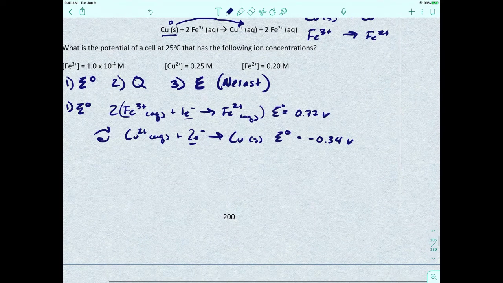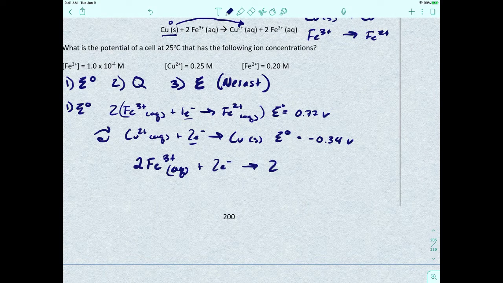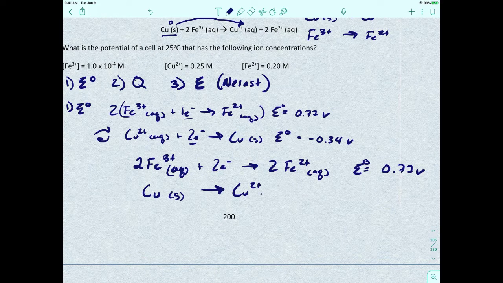So let's rewrite the two reactions. Let's double the first half reaction: 2 Fe3+ (aq) plus 2 electrons yields 2 Fe2+, and the voltage is 0.77 volts. And then the second half reaction: solid copper goes to copper 2+ plus 2 electrons, and that voltage should be negative 0.34.